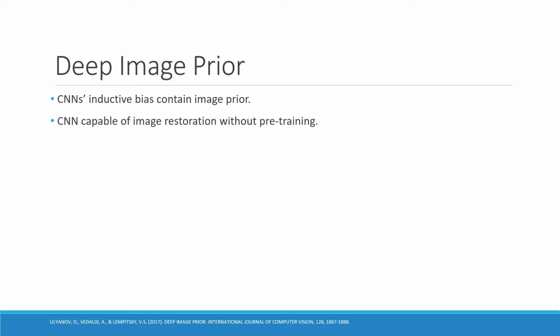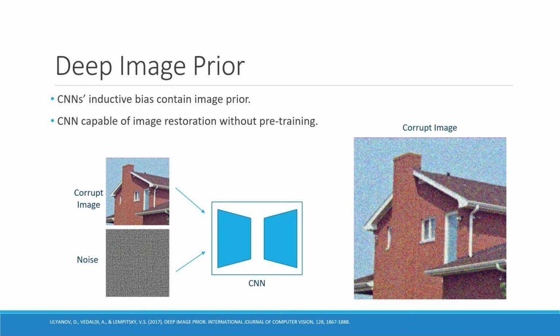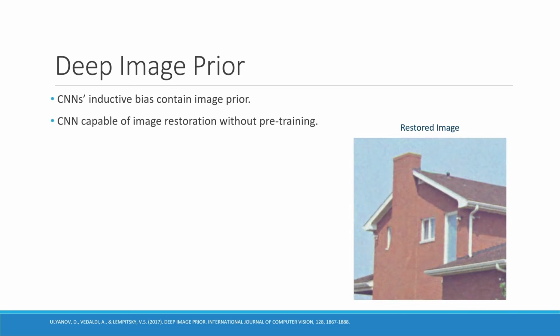Another concept is deep image prior. Authors of this work explore the idea that CNN inductive bias contains image prior. As you may see here, they perform a simple experiment. They take the CNN model and optimize it with a corrupt image. The input of this model is noise and the reference is the corrupt image. After the optimization, they manage to restore this image without any additional pre-training that is required in other models.